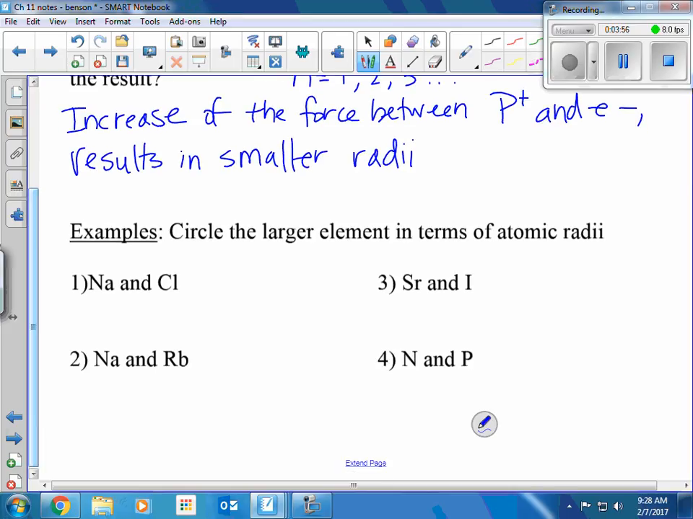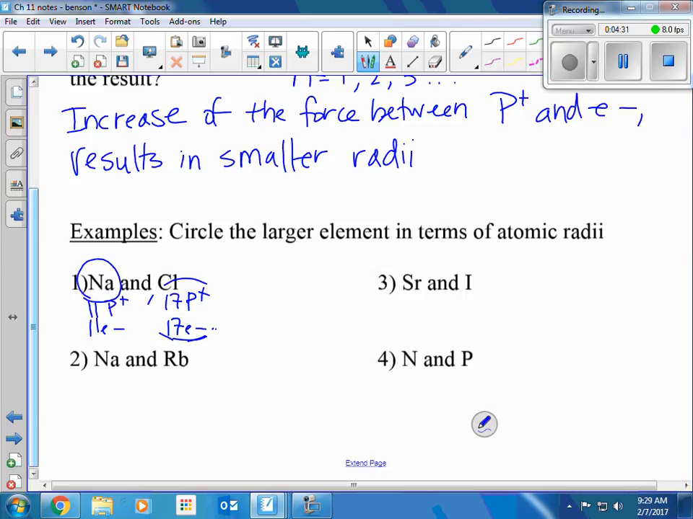Circle the larger element in terms of atomic radii. So you need to look at sodium and chlorine. They are both in the third energy level, and sodium is further to the left on the periodic chart, so that one is going to be much larger than chlorine. If we look at this, we have 11 protons and 11 electrons for sodium. For chlorine, we have 17 protons and 17 electrons. This has a lot more Zeff, so it's going to pull it in, make it smaller, so sodium is going to be larger.